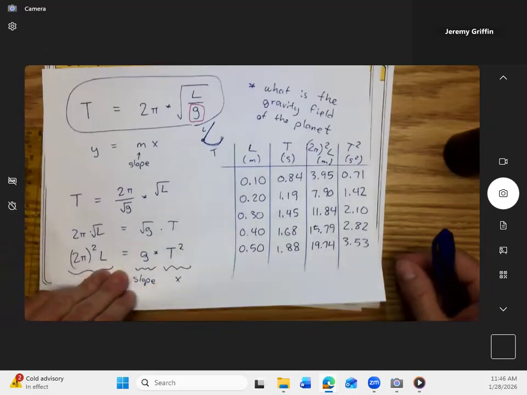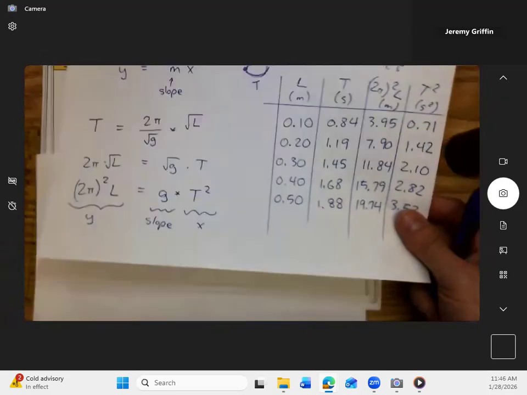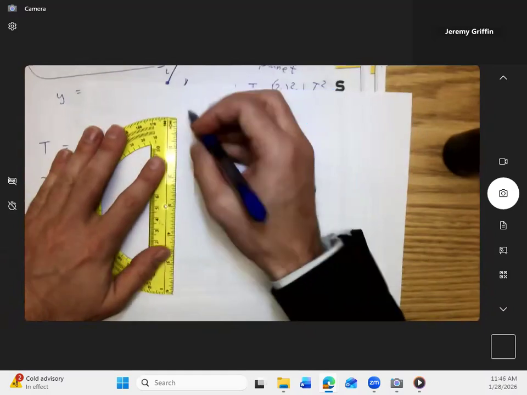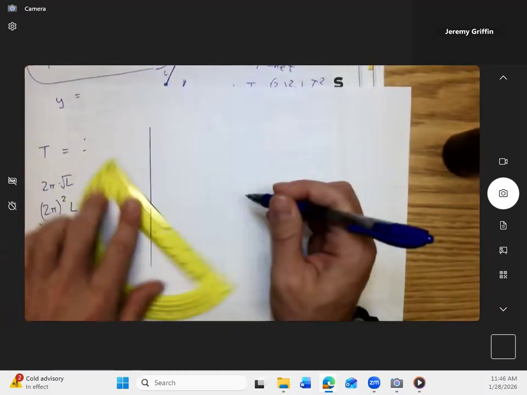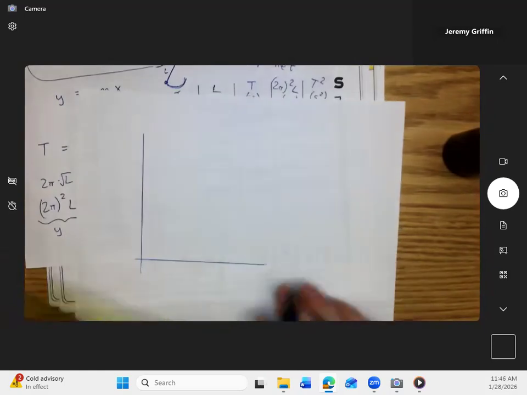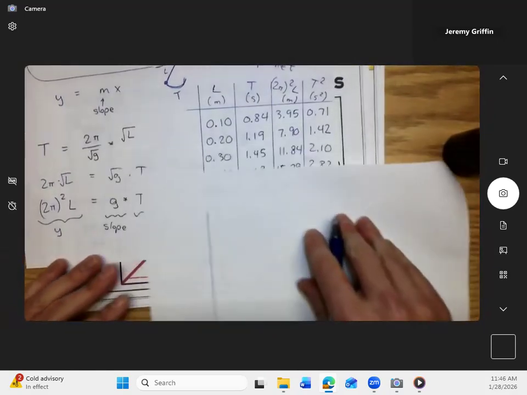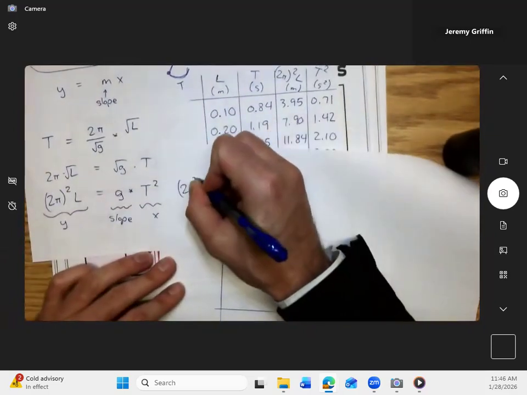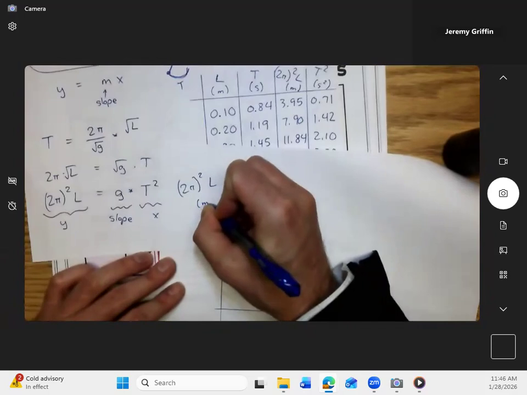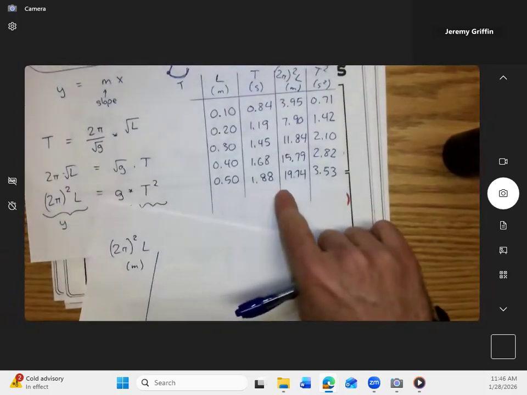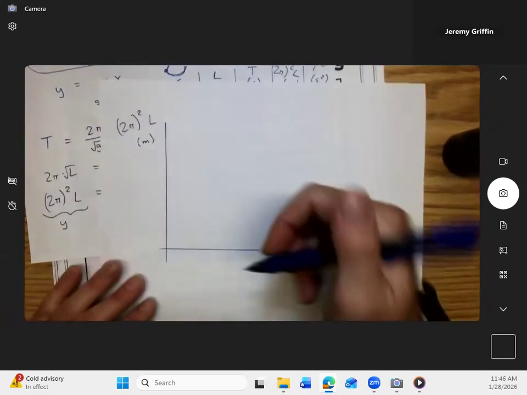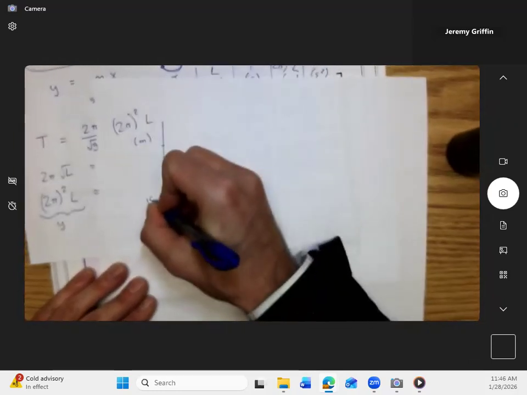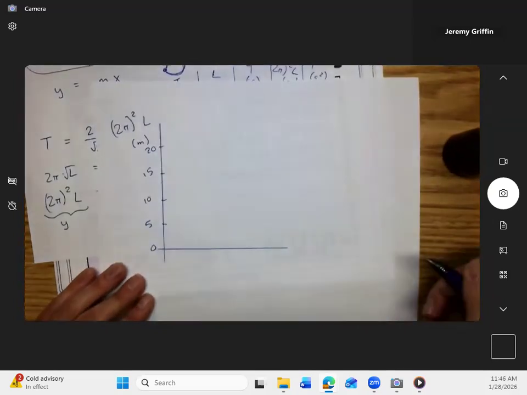Okay, graph time. You guys ready to make a graph? We just need to plot these last 2 columns, y versus x. On the vertical axis, it's going to be (2 pi) quantity squared L, in meters. It looks like it goes up to 19.7. Let's call it 20. Let's go 5, 10, 15, 20. So 0, 5, 10, 15, 20.